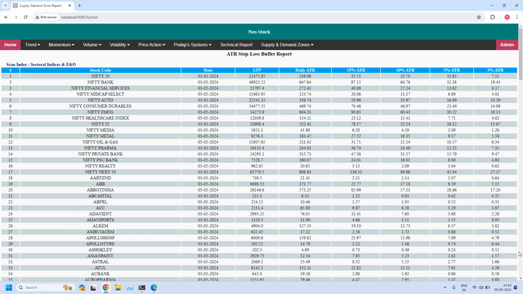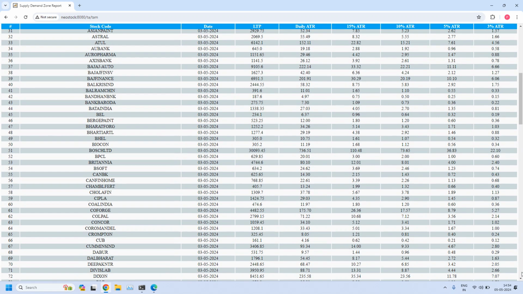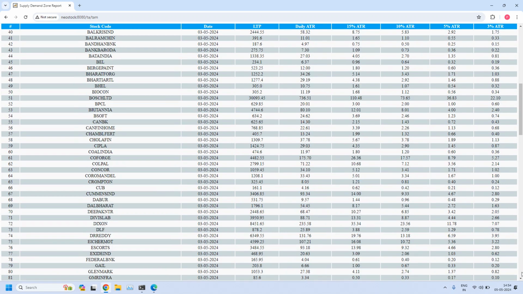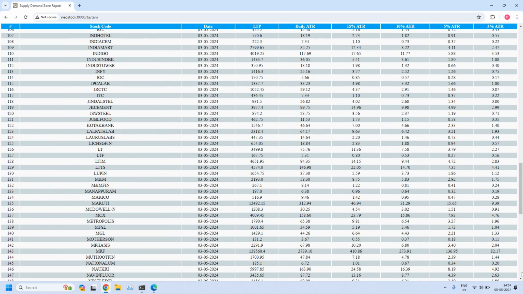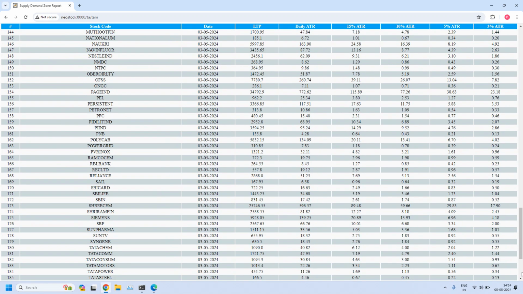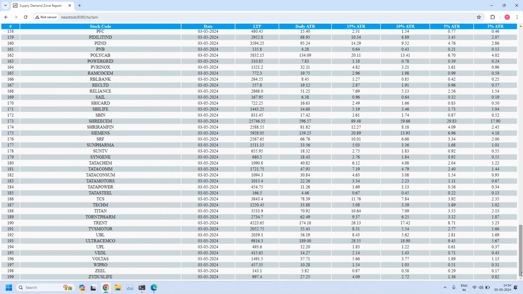See, I keep on scrolling this list down. Whichever the stock or indices you want to refer, there you pause the video. See, the first 17 in this list are indices, sectorial indices. Remaining all are the equity stocks, but they have been taken from the F&O category. Let me scroll down. So this is the filtered list.